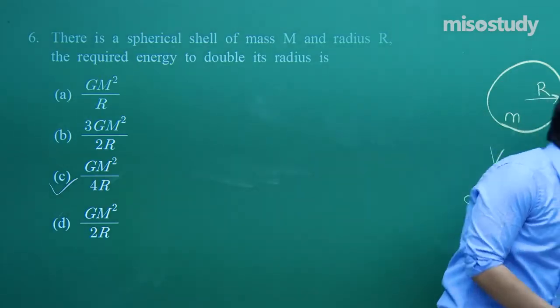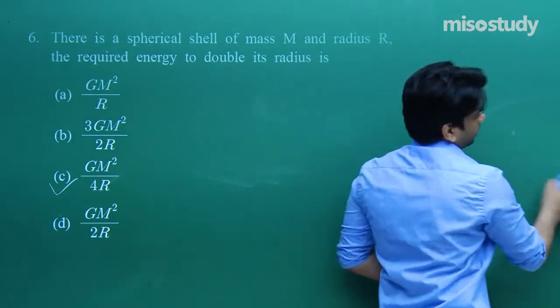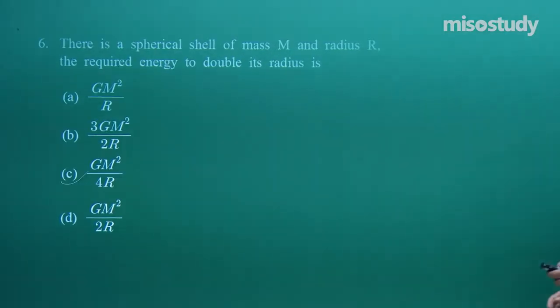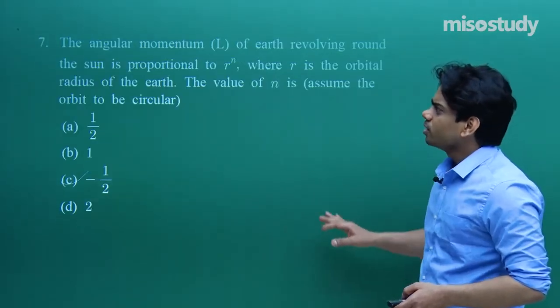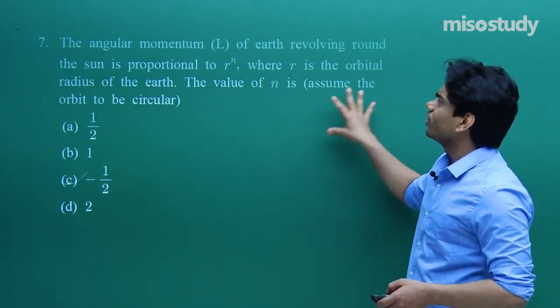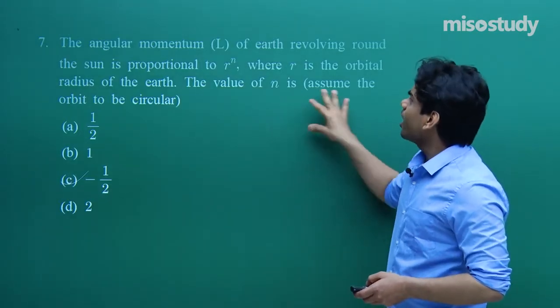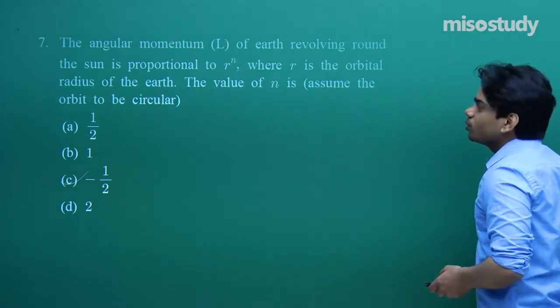So let me rub this entire part, and we will start the next question. I believe that you would have understood how to solve this question. Now let's go to the next question, that is question number 7. The angular momentum L of Earth revolving around the Sun is proportional to r to the power n, where r is the orbital radius of the Earth. The value of n is, assume the orbit to be circular.